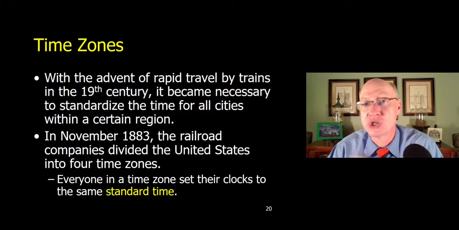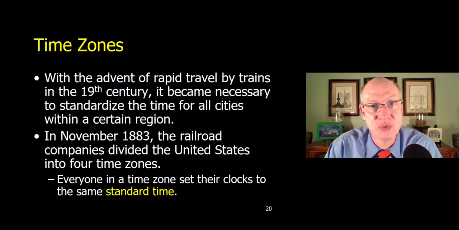So if you were in Charlottesville and wanted to get on the Baltimore and Ohio Railroad, and they said the train was leaving at 1:32 in the afternoon, what they meant was the train was leaving at 1:32 Baltimore time. You needed to be at the station before that, Charlottesville time, because the train would leave earlier than that, Charlottesville time.